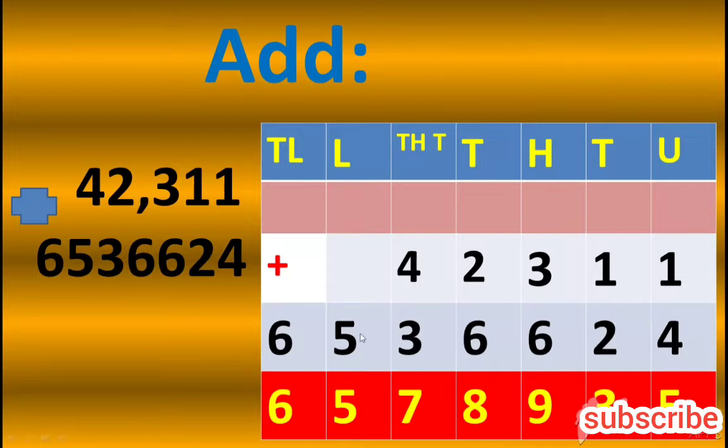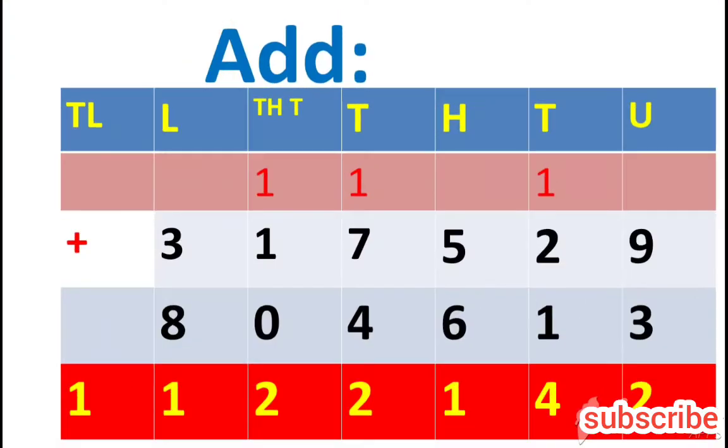1 plus 4 is equal to 5. 1 plus 2 is equal to 3. 3 plus 6 is equal to 9. 2 plus 6 is equal to 8. 4 plus 3 is equal to 7. 5 as it is and 6 right here. So the answer is 65,78,935. Look at the next question.